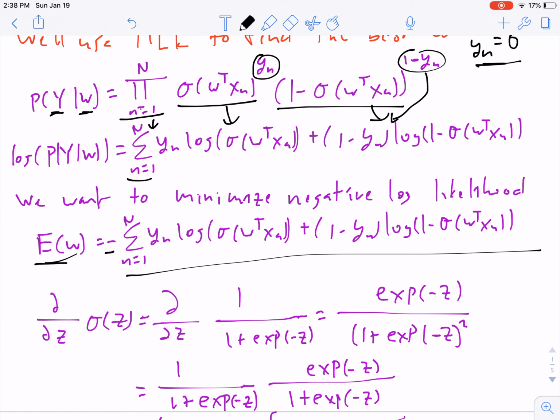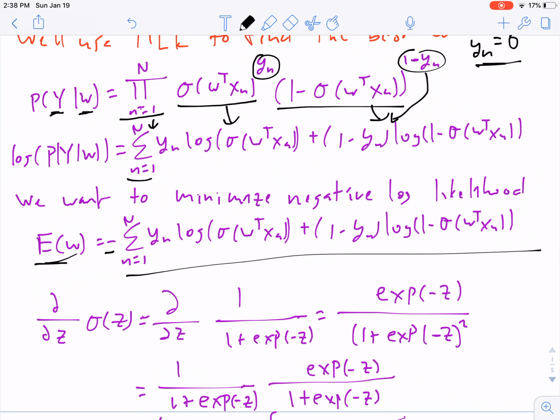And that's a pretty common thing to do. The log makes everything much simpler to work with and differentiate. And the negative means then you can minimize it, which is what our gradient descent technique is meant to do. So we're going to go ahead and do the math for this.